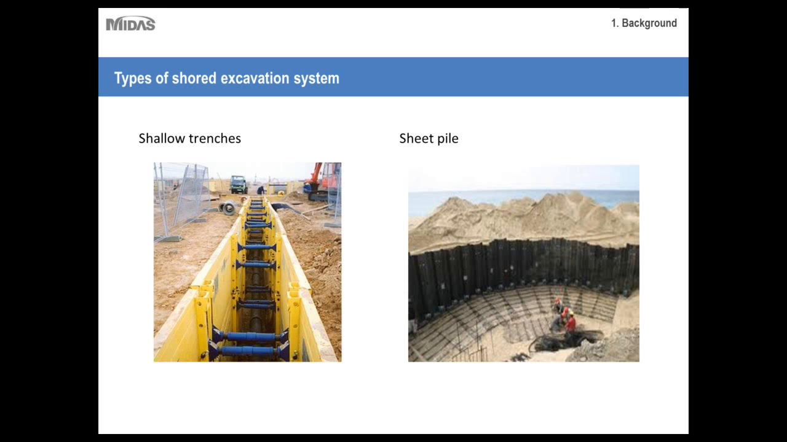So let's see what are the different types of shore excavation systems available. For shallow trenches, which are primarily used for laying down the pipelines or sewer lines at near ground level, or utilities lines, usually the trenches are shallow and are pretty narrow also. So we have these kinds of shallow trenches supports that are applied at close intervals. Then we are all familiar with sheet pile, which is very thick corrugated metal plate which is tied with each other in the transverse direction to form a wall. So this is called a sheet pile.